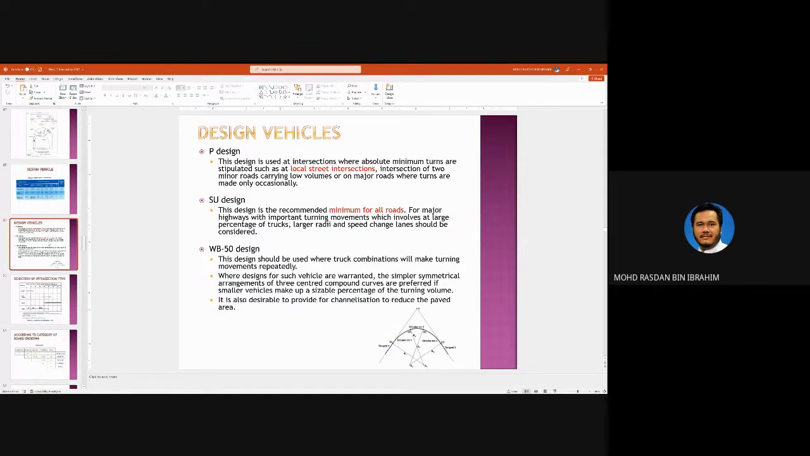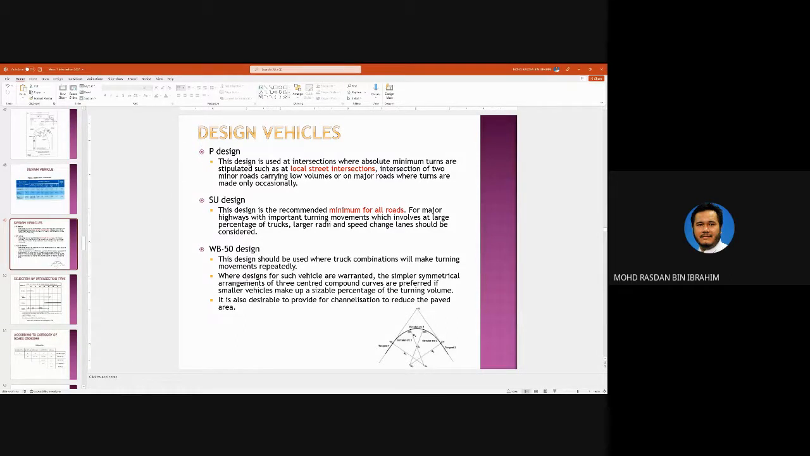P design is for local street intersections. SU design is the minimum for all roads. We normally do not just satisfy the needs for P design. At least it must satisfy SU. It is best if you can provide for WB 50, wheelbase 50.